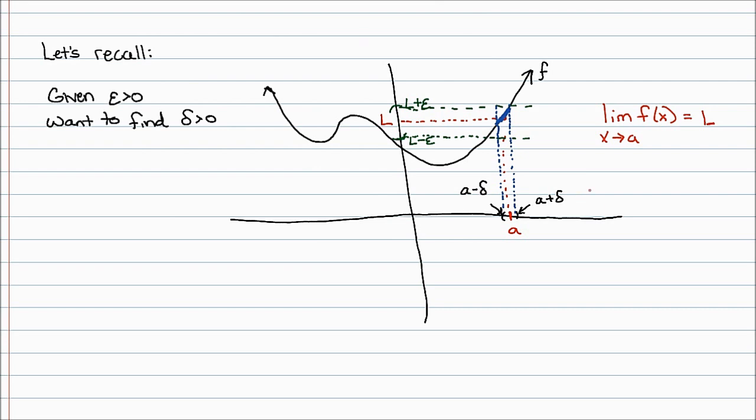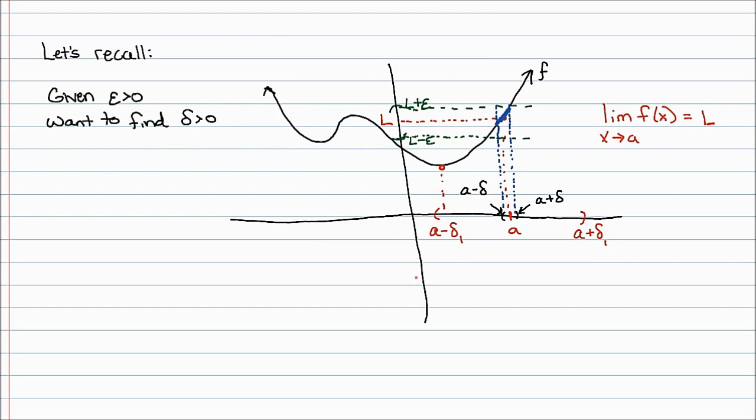But if I'd used a larger delta, let's say a delta that went out this far. So let's say this is a plus a different delta, I'll call it delta sub 1, and this will be a minus delta sub 1. Then you could see that I could choose an x value from this delta neighborhood that would lead to an output outside the epsilon neighborhood. So this is not a tight enough delta. I'd have to tighten up this delta neighborhood.